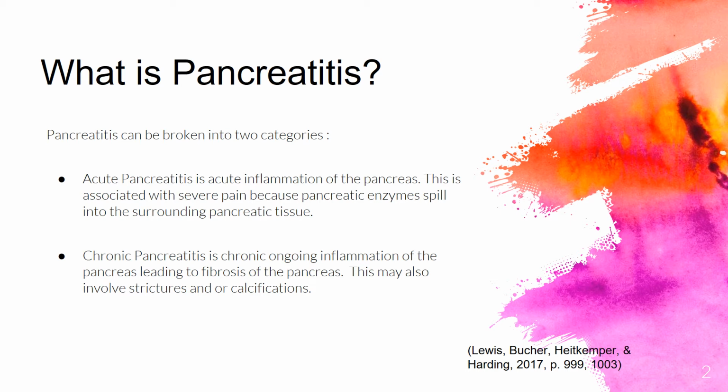Pancreatitis can be broken into two categories. Acute pancreatitis is acute inflammation of the pancreas. This is associated with severe pain because pancreatic enzymes spill into the surrounding pancreatic tissue. Chronic pancreatitis is chronic ongoing inflammation of the pancreas, leading to fibrosis of the pancreas. This may also involve strictures and/or calcifications.